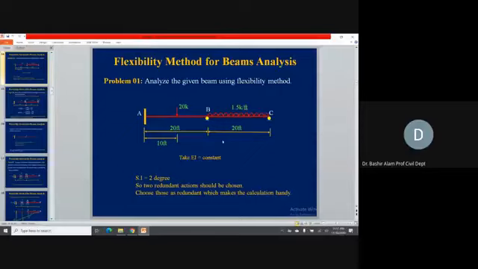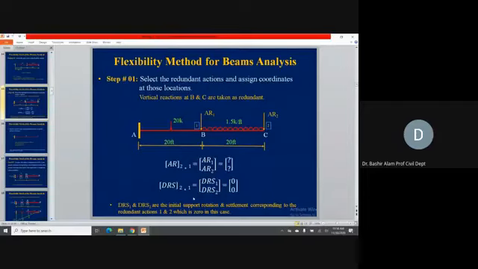BC span is 20 feet. EI is constant. So as this is the flexibility method, what we do is first we determine the statical indeterminacy of the problem. Here it is 2 degrees indeterminate. So 2 redundant actions should be chosen, and we will choose these redundant actions such that our calculations are easy.